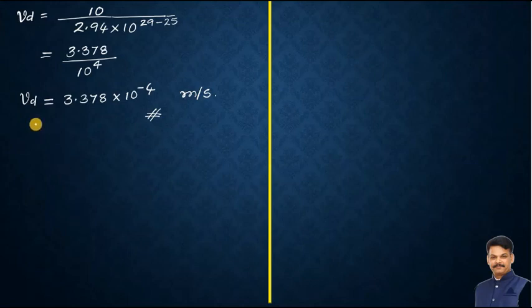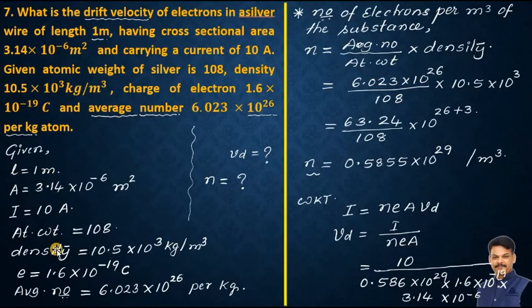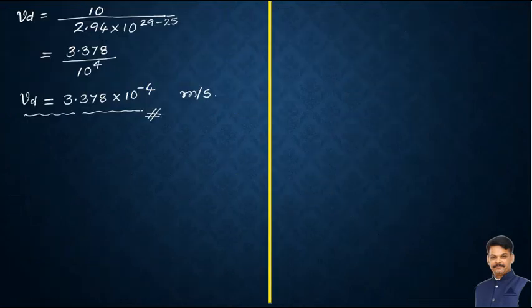So like this we find the drift velocity using some very special concepts like the density of the material or Avogadro's number. This problem may be helpful in understanding some other problems also. Hope you got this.